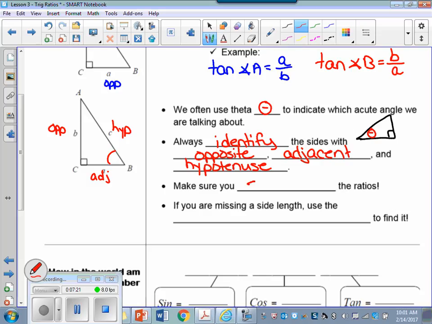Don't forget to simplify your ratios. I don't want to see 10/12. Make sure you simplify. And if they don't give you values for all three sides, well, in lesson 1 in this unit, you learned the Pythagorean theorem.